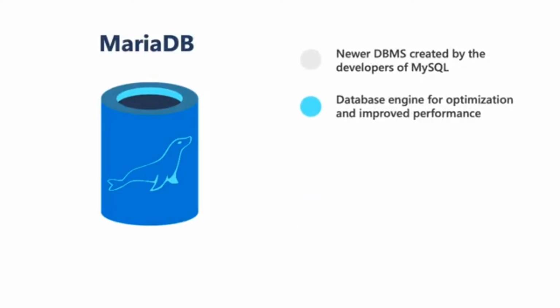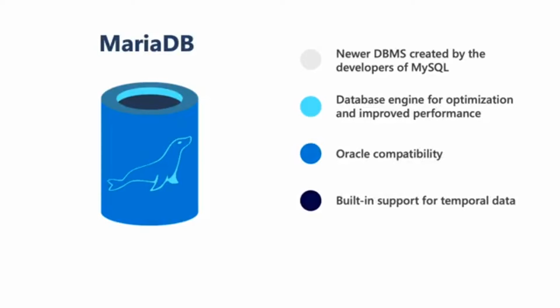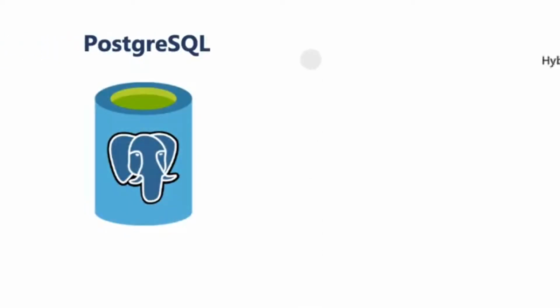MariaDB is a newer database management system created by the original developers of MySQL. The database engine has since been rewritten and optimized to improve performance. MariaDB offers compatibility with Oracle Database, another popular commercial database management system. One notable feature of MariaDB is its built-in support for temporal data. A table can hold several versions of data, enabling an application to query the data as it appeared at some point in the past.